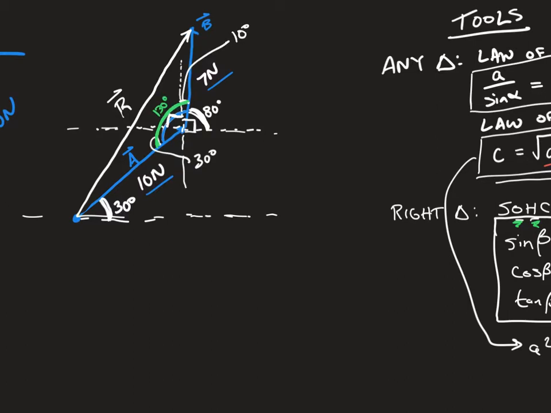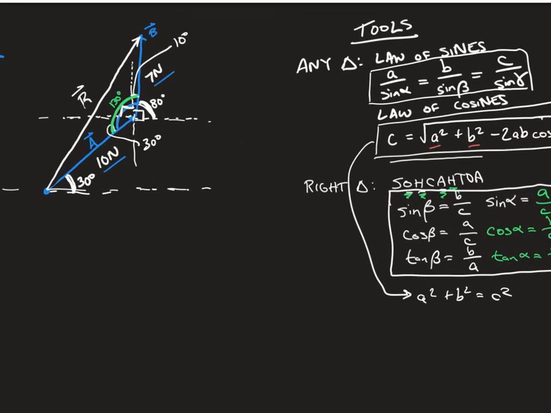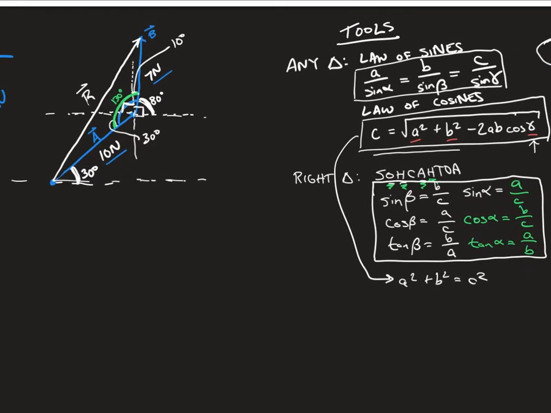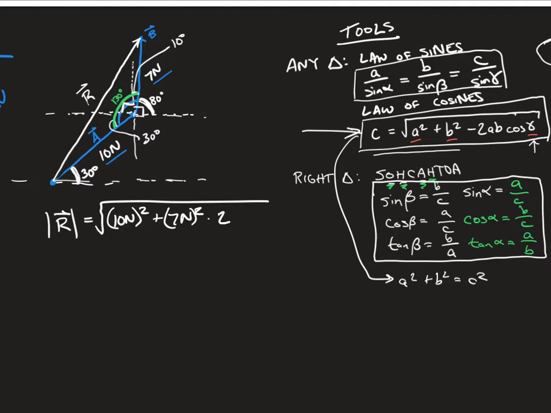Now that I've done that, I can use the law of sines, or excuse me, law of cosines, which I'm having trouble getting onto the screen right now, and I can solve for r. So what is the law of cosines? Generally it looks like this. However, I'm going to write it for my particular case: the magnitude of r equals the square root of one side, 10 newtons, squared, plus the other side, which is 7 newtons, squared, minus 2 times 10 newtons times 7 newtons times the cosine of 130 degrees.